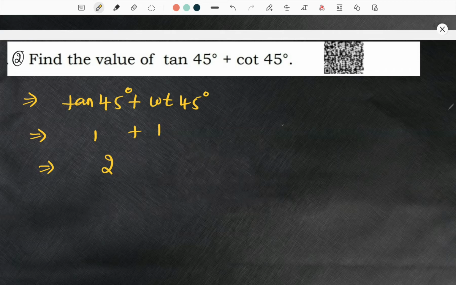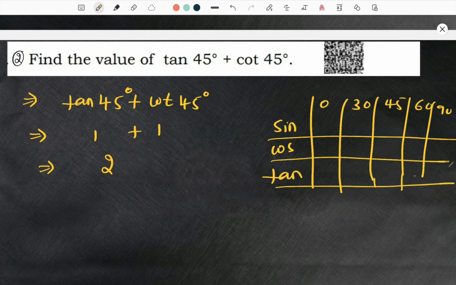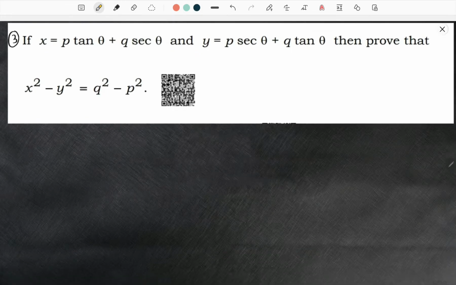So you know the table, right? Sine, cos, tan and 0 degree, 30 degree, 45, 60, 90. You know all these things, I hope. I have told you all the tricks on how to remember this. If you cannot remember that, you can definitely write the table and answer this. I recommend you use the tricks. So what are the different tricks? You can do that. Alright, fine then. Moving forward to the next question.